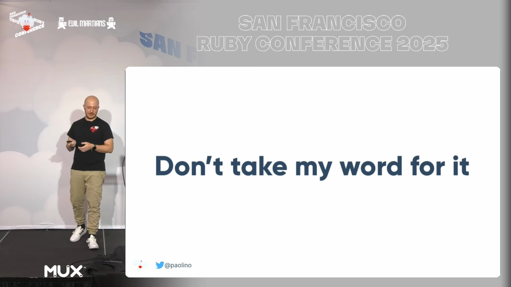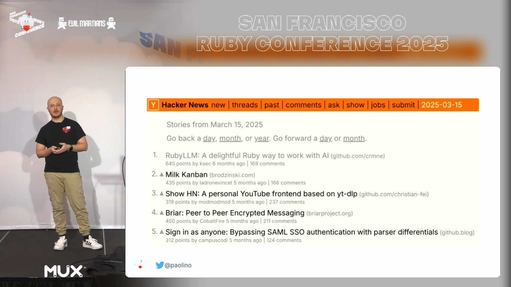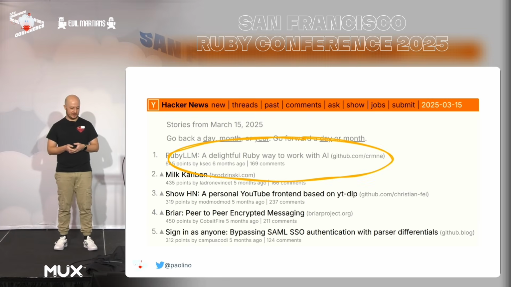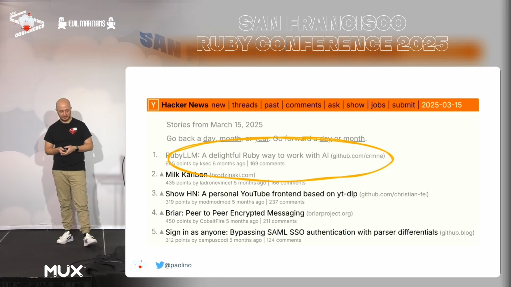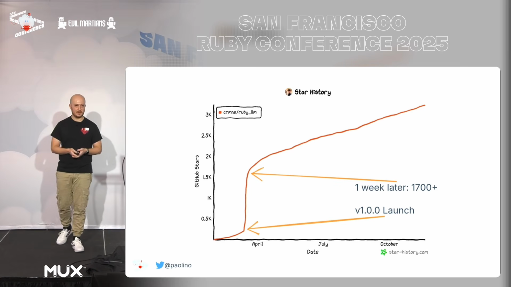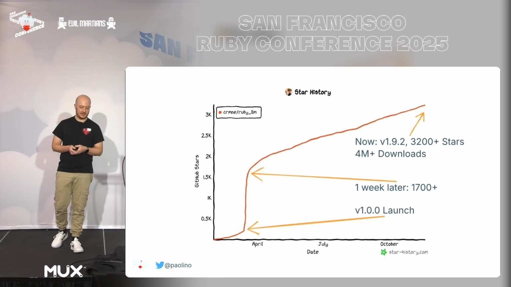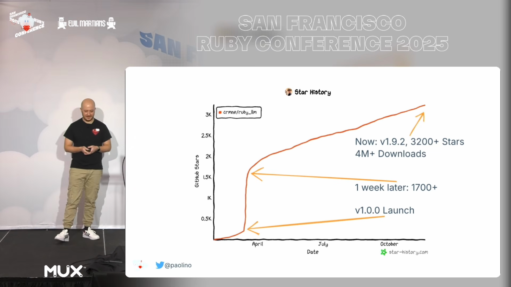But don't take my word for it. I released RubyLLM 1.0 on March 11th, and someone posted it on Hacker News, and on March 15th, it was number one on Hacker News, which was delightful and unexpected. And this is the history. When I launched, I had a few hundred stars, and then just one week later, thanks to that post, it became 1,700 stars, which was really cool, and again, unexpected. And now we're at version 1.9.2, more than 3,200 stars, and more than 4 million downloads, which is really incredible.